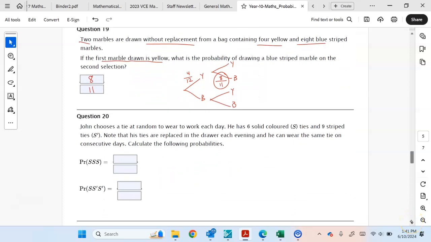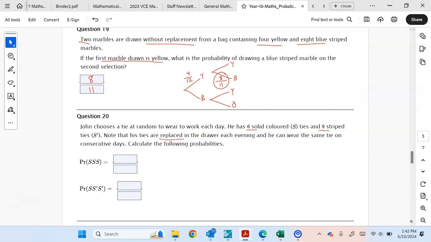John chooses a tie at random to wear to work each day. He has 6 solid coloured ties and 9 striped ties. Let's use the same letter, guys. Note that his ties are replaced in the drawer each evening and he can wear the same tie on consecutive days. So we've got with replacement.